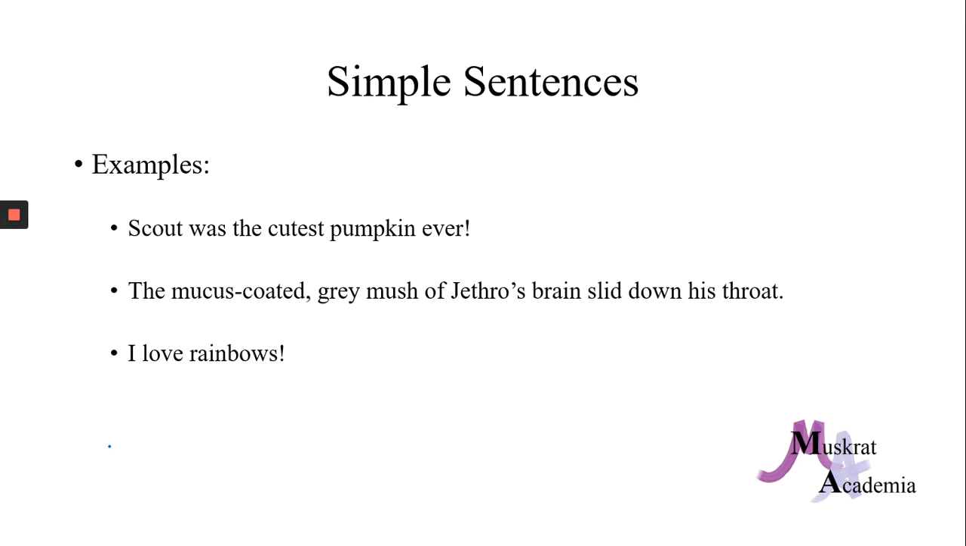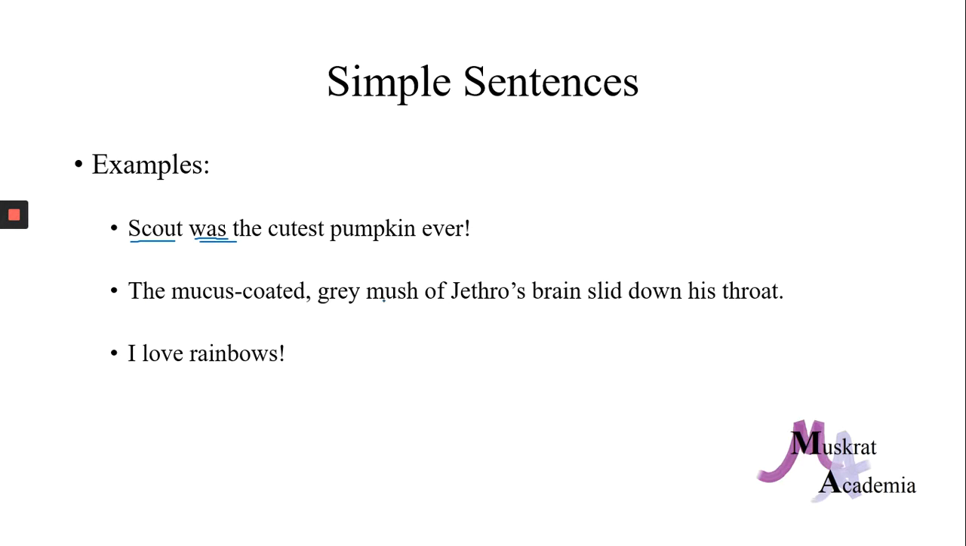So here's some simple sentences. Scout was the cutest pumpkin ever. Do we have any prepositional phrases, Vortex? No. Good job. So was is our verb. Scout is our subject. Scout was the cutest pumpkin ever. That is our simple sentence.